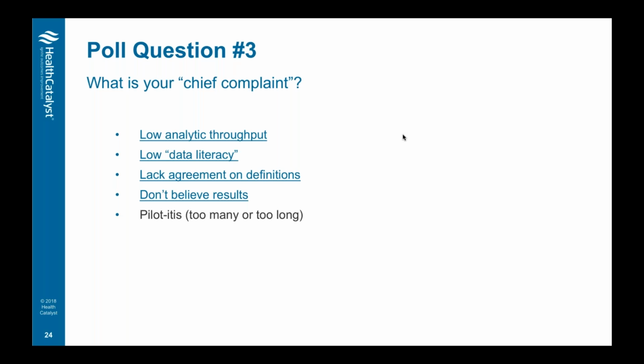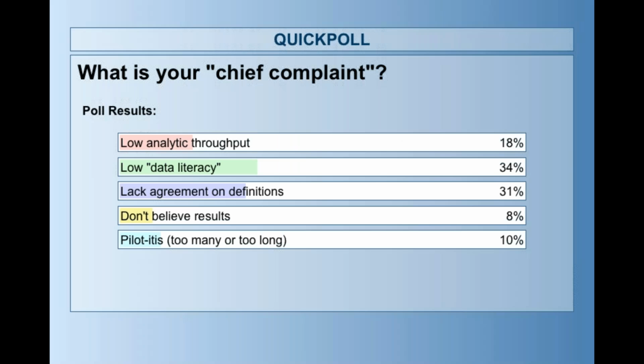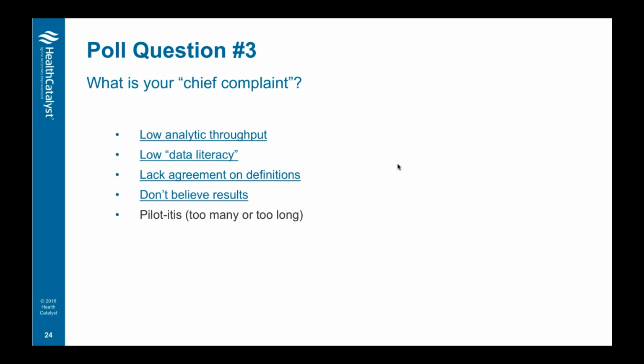All right, we're going to go ahead and close that poll and then we'll share the results. Okay, so ooh. 18% voted for low analytic throughput. 34% voted for low data literacy. That's our highest here. Okay. 31% voted for lack agreement on definitions. 8% voted for don't believe results, and 10% voted for that pilot-itis. Okay. So it looks like we're starting with data literacy, then moving on to agreement on definitions and low analytic throughput. Wonderful. And the content here is going to be a little on the light side, and that's not an accident. It's to try to encourage some thought and some dialogue.